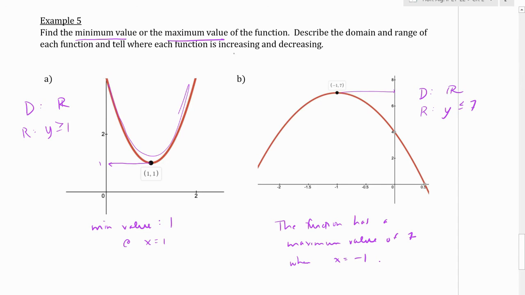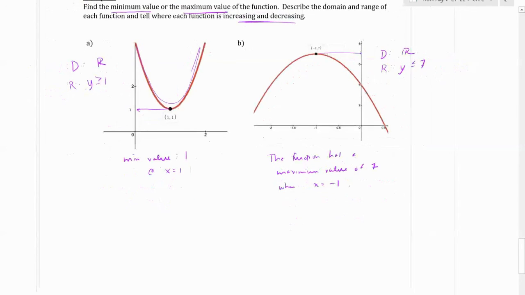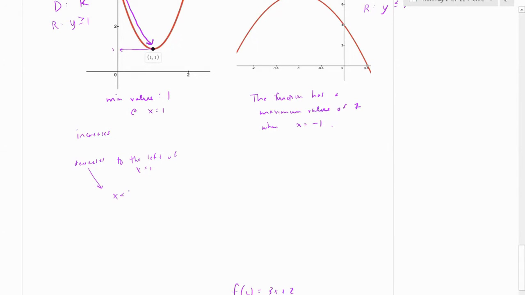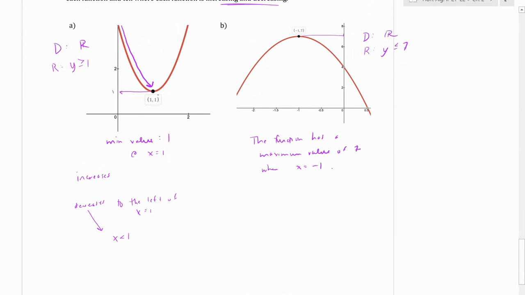Okay. All right, another thing, tell where it's increasing and decreasing. You read it left to right like you read a sentence. So this function increases and decreases. It decreases to start with because we're heading down. It decreases to the left of x equaling 1. So a lot of times people just say it decreases when x is less than 1. It increases to the right of x equals 1, or when x is greater than 1.